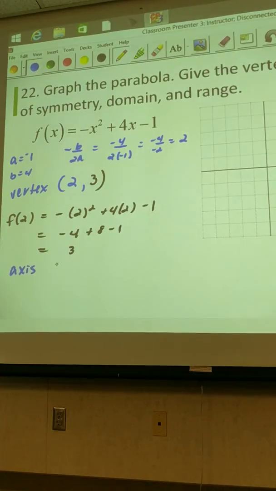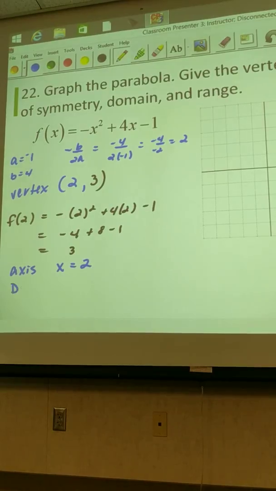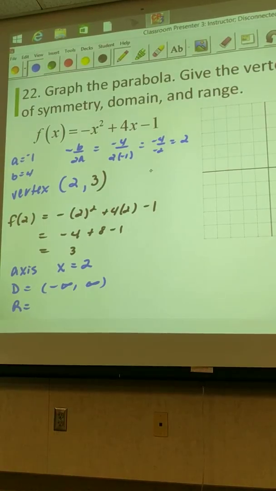And what's my axis of symmetry? X equals 2. What's my domain? All real numbers. Now, does this parabola open up or down? Down. How do you know? Negative. And narrow, wide, normal. That's what I call normal.